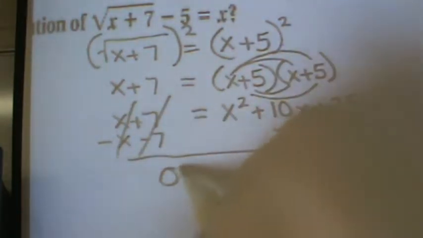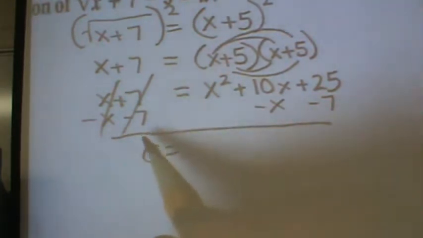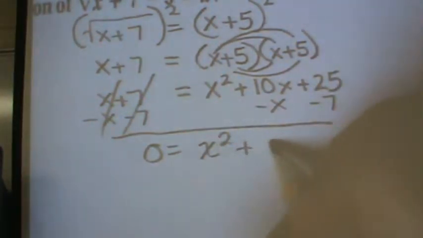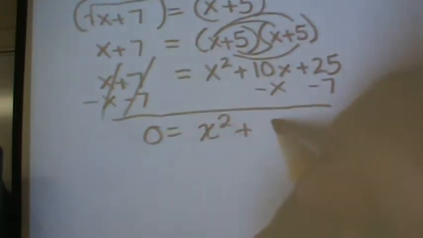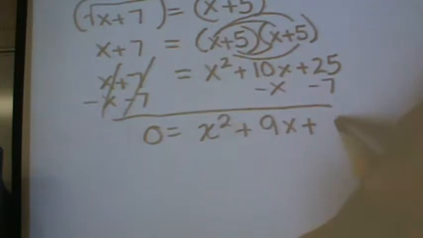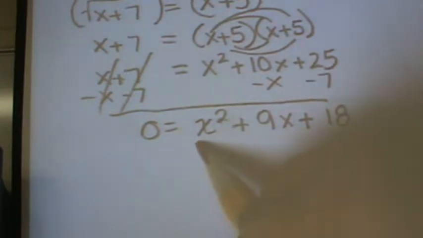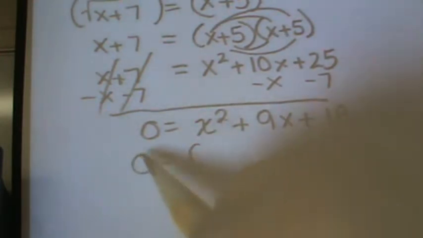Okay, so we want a 0 on the left side. It's easier to get a 0 on the left side than the right side for this one. So can you tell me what you have here? x squared plus 9x plus 18. Now, there's 2 possible answers. How would you get those answers?